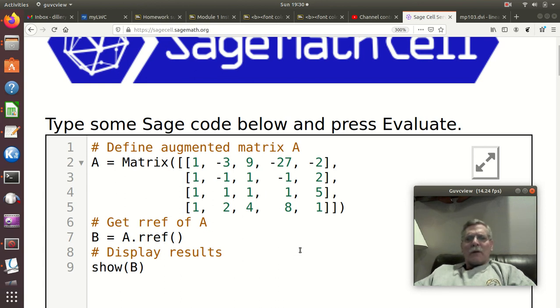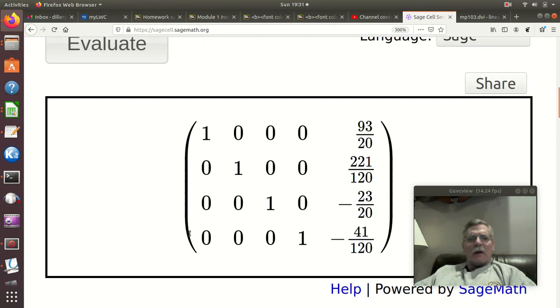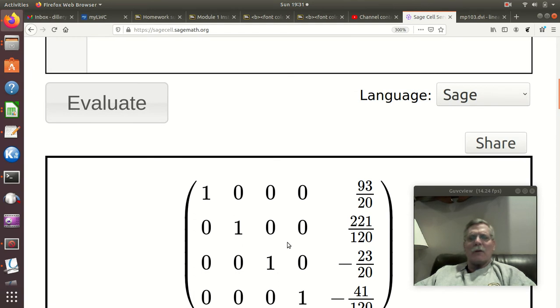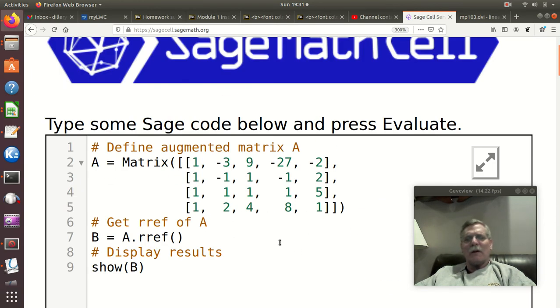Okay, we'll take a second look at this reduced row echelon form within Sage. Again, this was that cubic example, and we had this augmented matrix here. We entered that matrix, said do a reduced row echelon form and show B, evaluated it, and we got that answer. And that looked great. It looked just like what the book did, and it seemed fantastic.